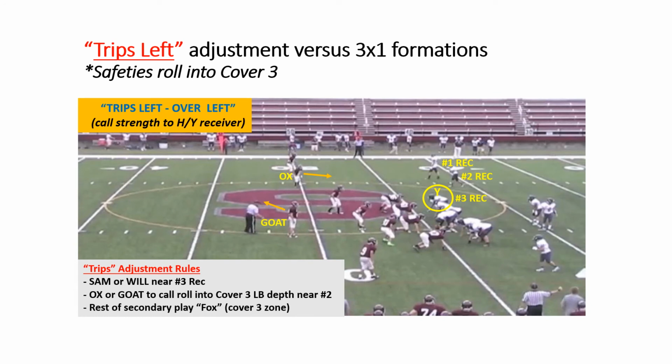This is that trips formation. So when we get a 1-back, but we've got a 3 receiver to 1 receiver set for alignment, then we want to go ahead and you can see we're still in our cover 4 shell, but we're going to roll into a cover 3 where the ox comes up into force and the goat will go take that deep third.